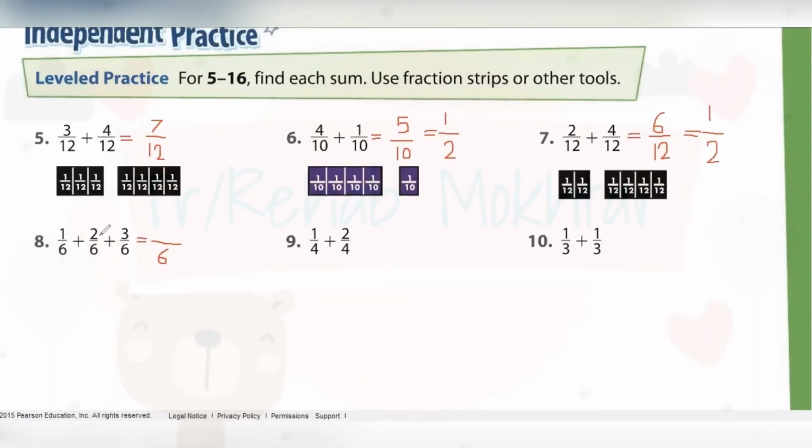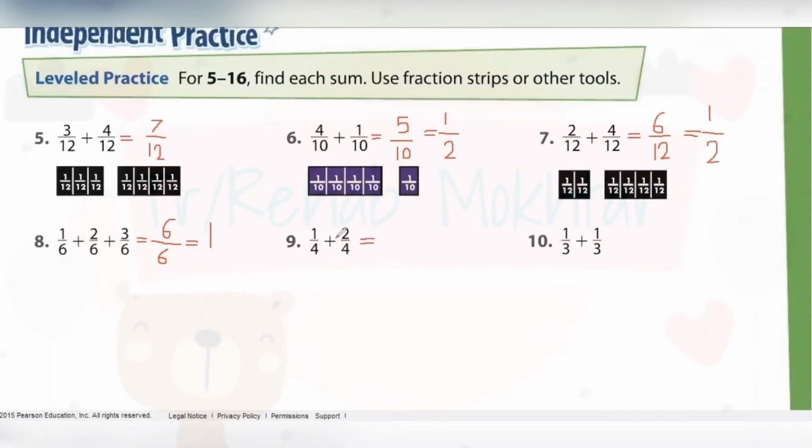1 plus 2 equals 3. 3 plus 3 equals 6. As we said before, any number out of itself, 6 over 6, 6 out of 6, equals 1, 1 whole.